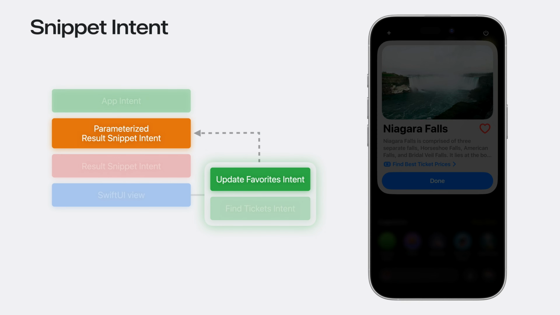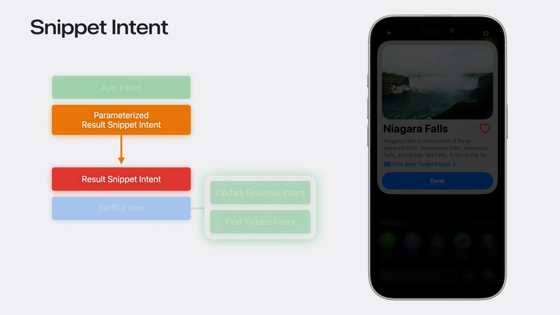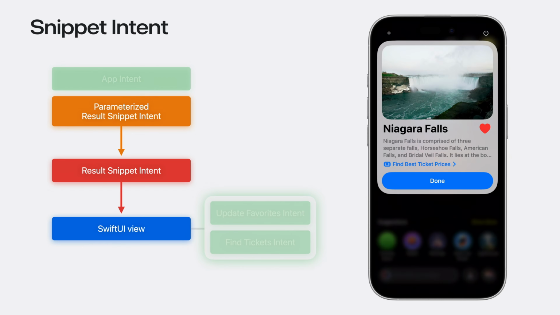Once that finishes, the system will use the parameterized snippet intent that you returned earlier to trigger another update. Same as before, it will populate the parameters with values that you specified. Any app entities will also be fetched from their queries again. Then the system will run the perform method, which gives the snippet intent a chance to render an updated view. In this case, the heart icon is now filled in. Any changes in the view will be animated according to the content transition APIs from SwiftUI. The cycle continues until the snippet is dismissed.